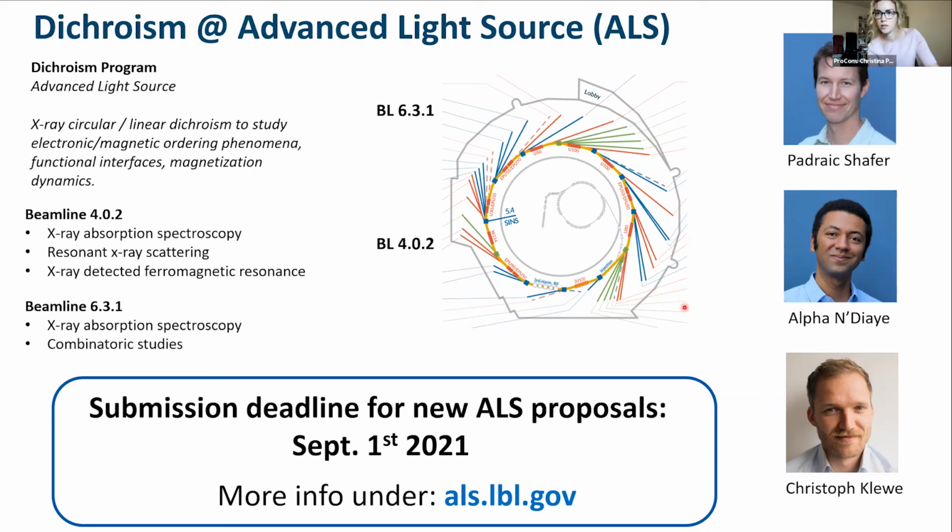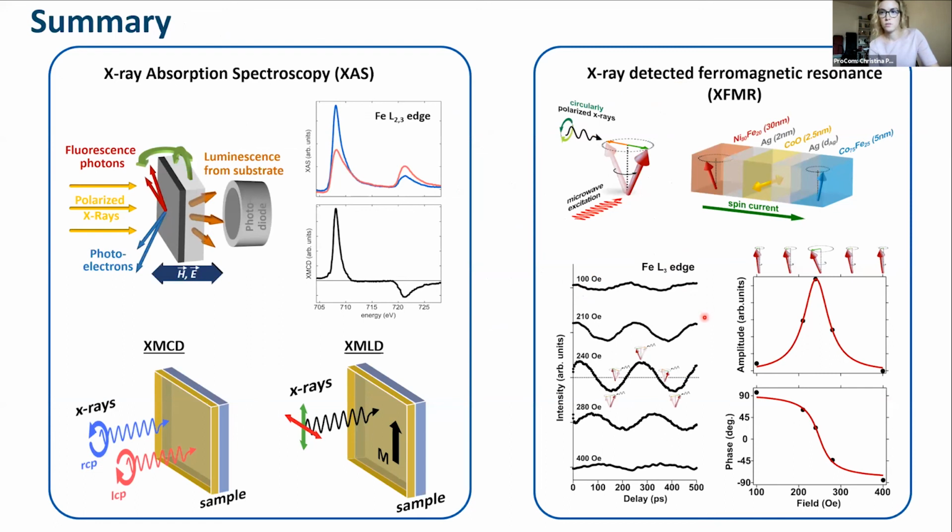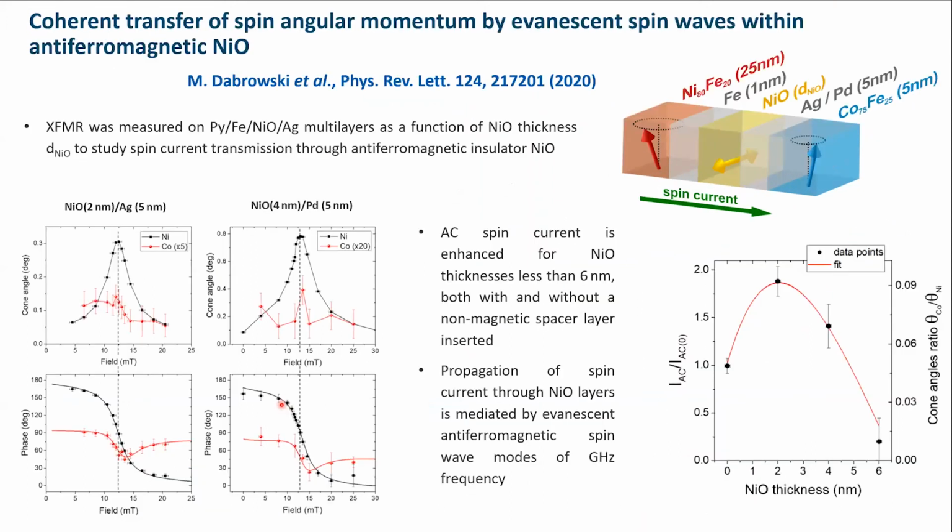Hello, Christoph. Thank you for a very nice talk. I'm interested in the X-ray detected ferromagnetic resonance in the example that you gave on the antiferromagnet, the nickel oxide and cobalt oxide. So you're using the nickel oxide as a mediator to see the spin current that reaches the cobalt iron, right?